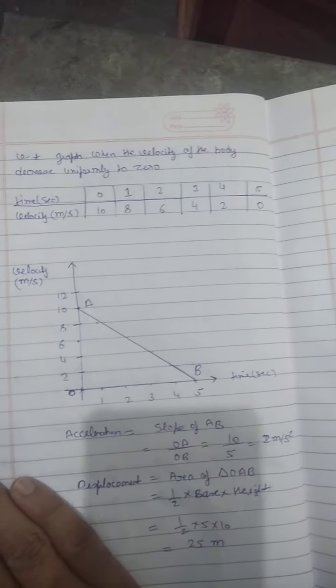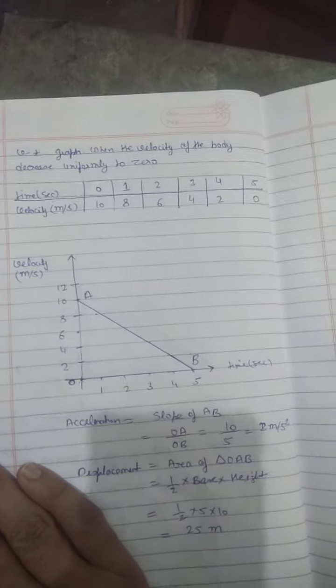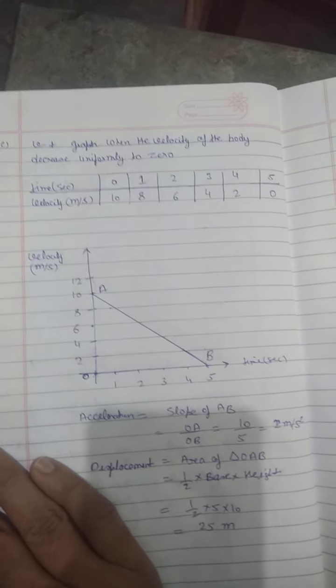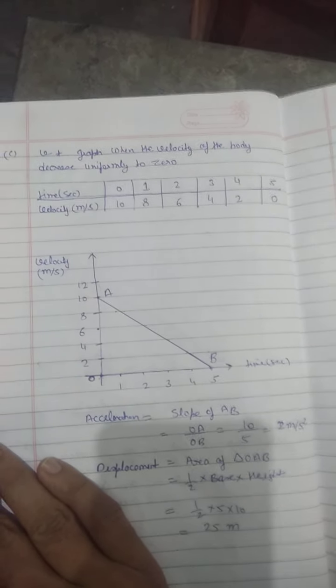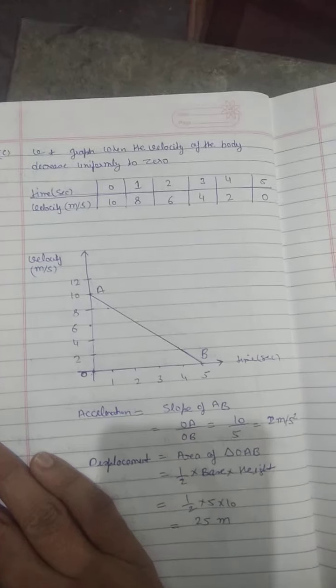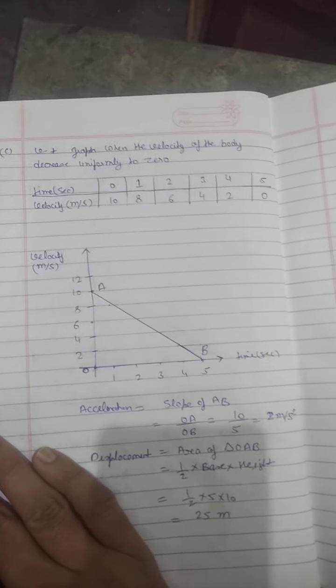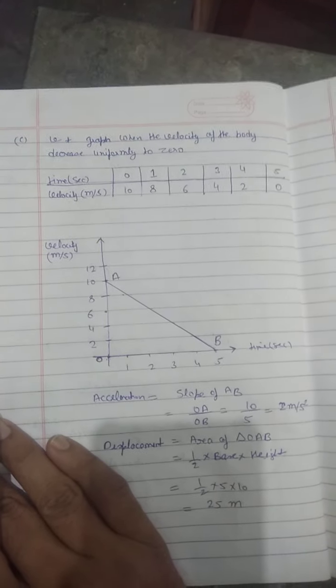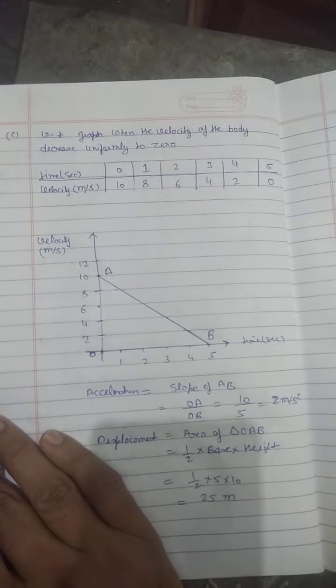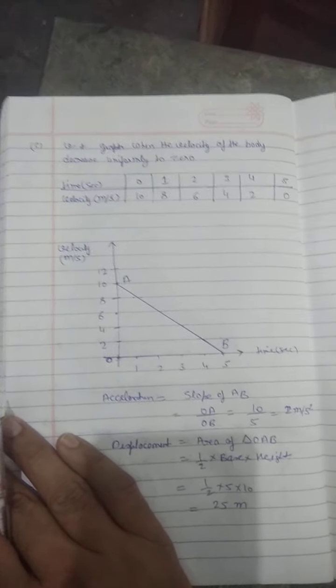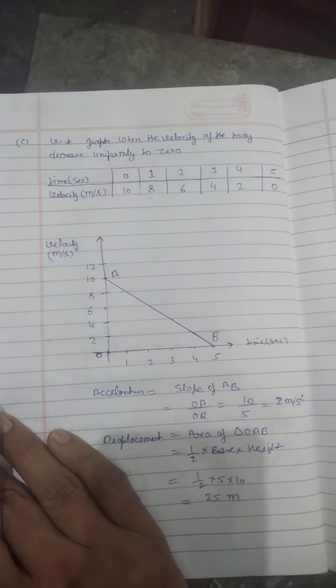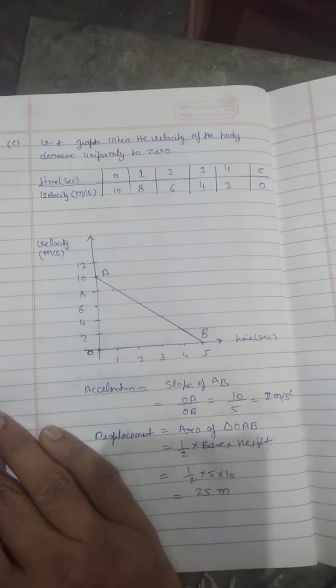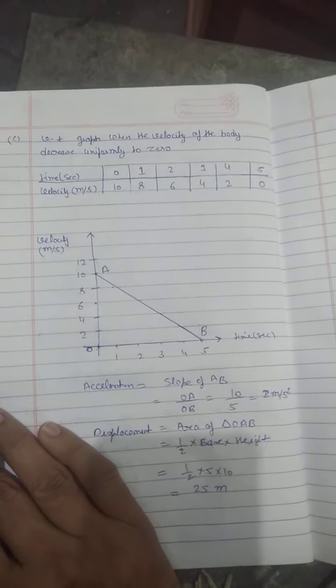Next is the VT graph when the velocity of the body decreases uniformly to 0. That means the object's velocity is decreasing. The time taken is 0, 1, 2, 3, 4 and 5 seconds, and the velocity is 10, 8, 6, 4, 2 and lastly 0. The object is at rest at 5 seconds.